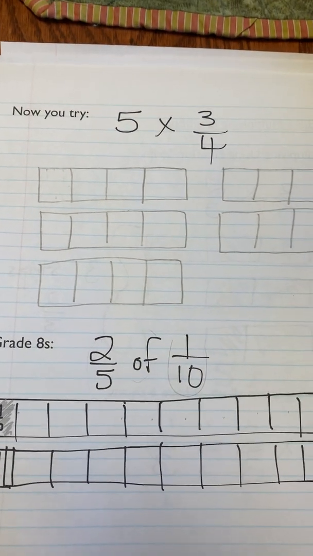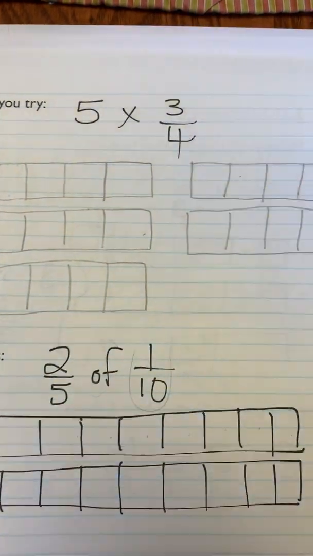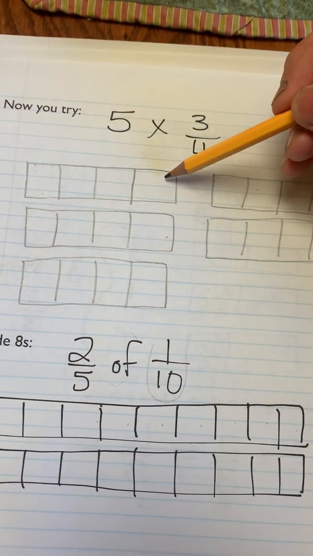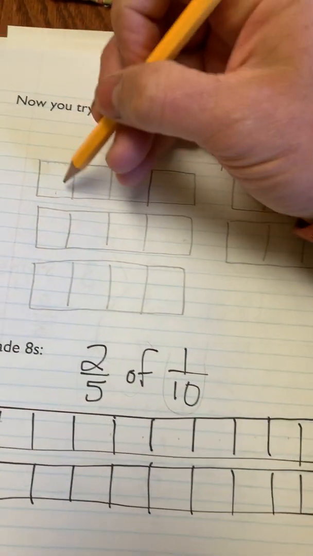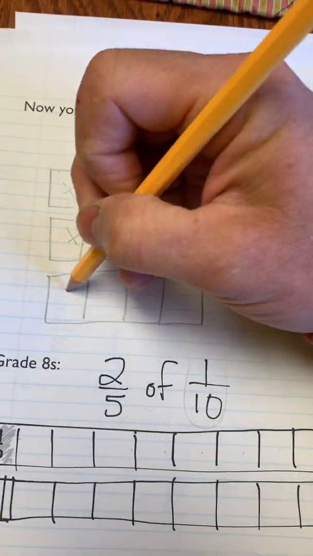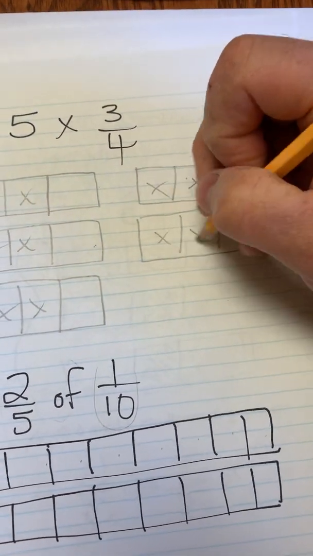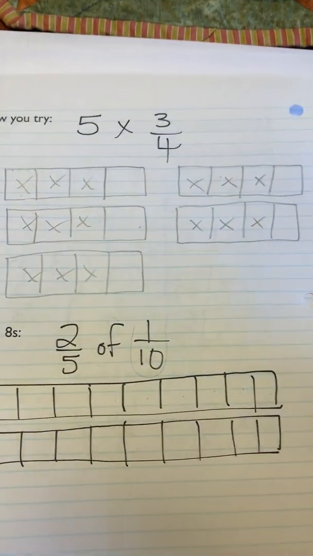Here we've got 5 times 3/4. So in this case, I've made 1, 2, 3, 4, 5 sets of boxes that each have 4 pieces. But now in each of these boxes, there's 3 pieces. So if we fill in each of these boxes, and I know most of you don't really love the modeling, but nonetheless, it might help you to understand.